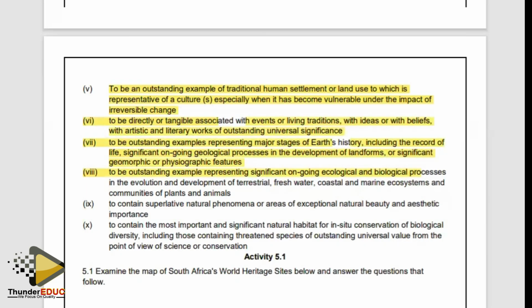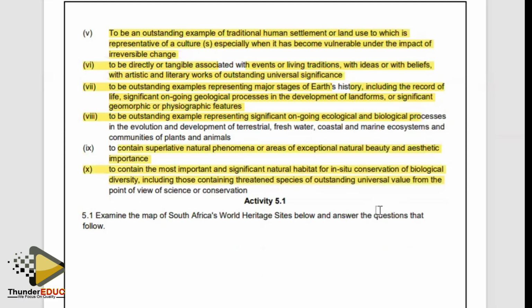The Maloti-Drakensberg Mountains and the Vredefort Dome are related to this. Then the next one, to contain superlative natural phenomena or areas of exceptional natural beauty and aesthetic importance. That's where the Cape Floral region also becomes relevant. And to contain the most important and significant natural habitats for in situ conservation of biological diversity, including those containing threatened species of outstanding value from the point of view of science and conservation. So those are the different criteria.